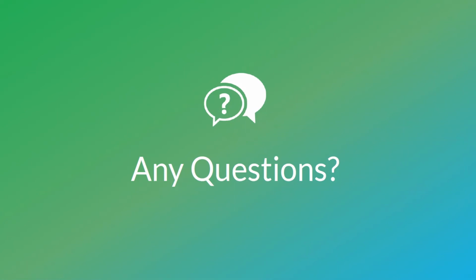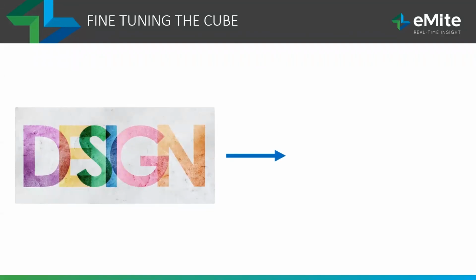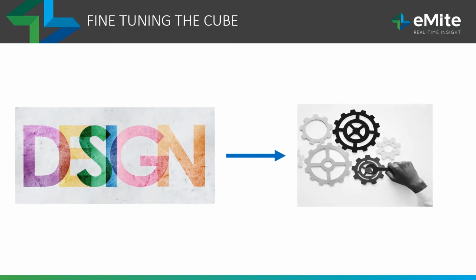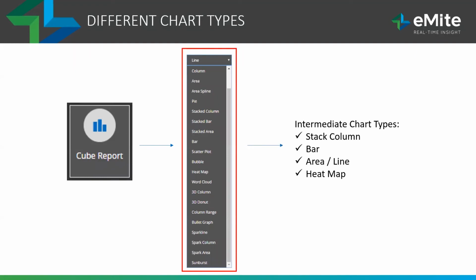All right, so for tomorrow, we'll focus on fine-tuning the cube. I know we have covered some basic settings on how to style or design your cube reports, but tomorrow will be more sophisticated and more detailed when it comes to designing your cubes. We'll fine-tune your cube reports, and we'll also cover more chart types. You've seen some of the simple charts today, but tomorrow we'll focus on a more complex chart type, which is the heat map.